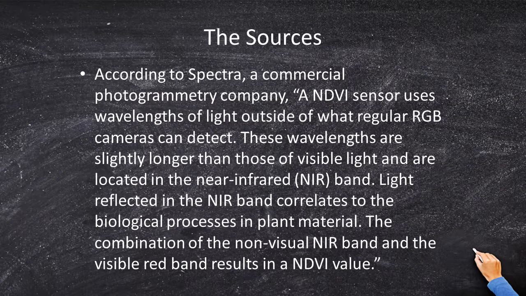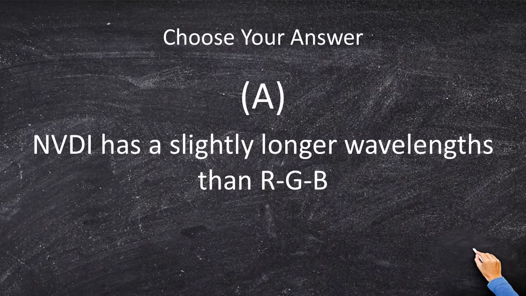According to Spectra, a commercial photogrammetry company, quote, an NDVI sensor uses wavelengths slightly outside the wavelengths of RGB. So we know they're close. And here's another one. These wavelengths are slightly longer than visible light. There you go. Stop right there. If you want to know more about NDVI, keep reading. If you want to just answer the question correctly, stop right there and answer the question. NDVI has slightly longer wavelength than RGB.